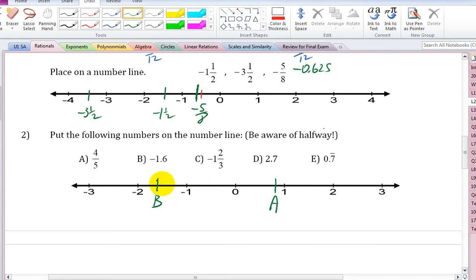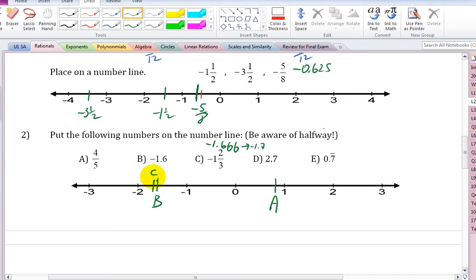Should that be to the right of B or to the left of B? What do you guys think? Left. Why left? 0.66. Yeah, so negative 1.666. It's actually a little bit closer to negative 1.7, so it should absolutely be to the left of B. Okay, just a little bit, but you better put it on the correct side because that's what I'm actually going to look for when I mark.